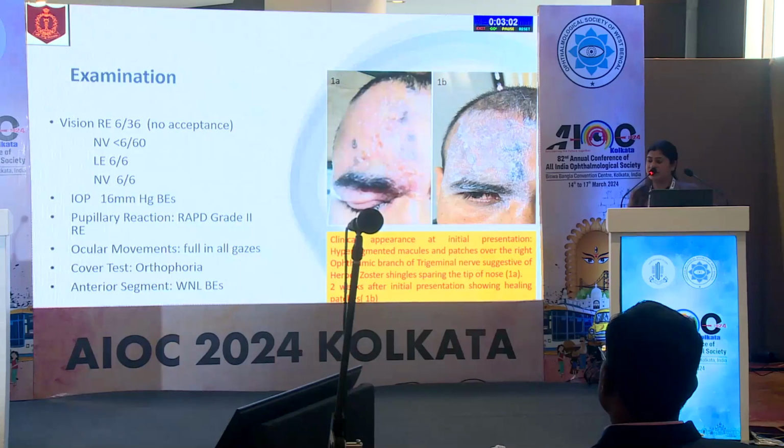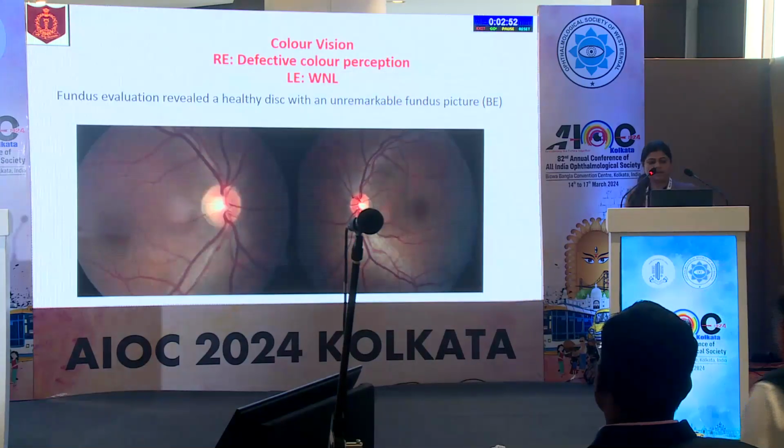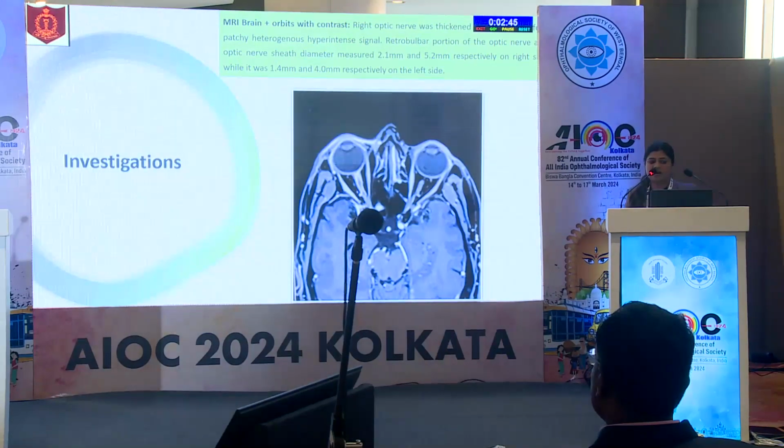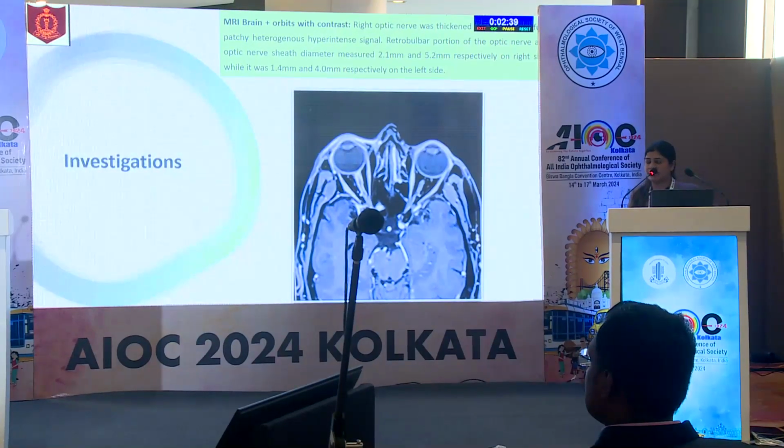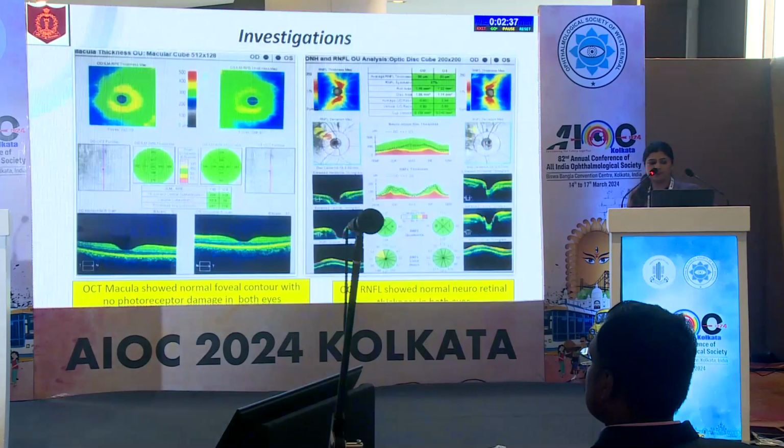This was the clinical appearance at the initial presentation, where hyperpigmented macules and patches were seen over the right ophthalmic branch of the trigeminal region, and subsequently followed up after 2 weeks of initial presentation. Color vision showed reduced perception in the right eye, and the fundus evaluation showed a healthy disc in both the eyes. On MRI brain and orbit with contrast, there was a thickened right optic nerve with patchy heterogeneous hyperintense signal seen in the right optic nerve.